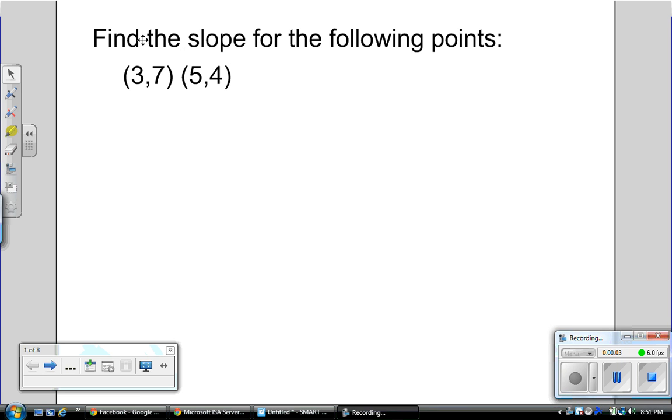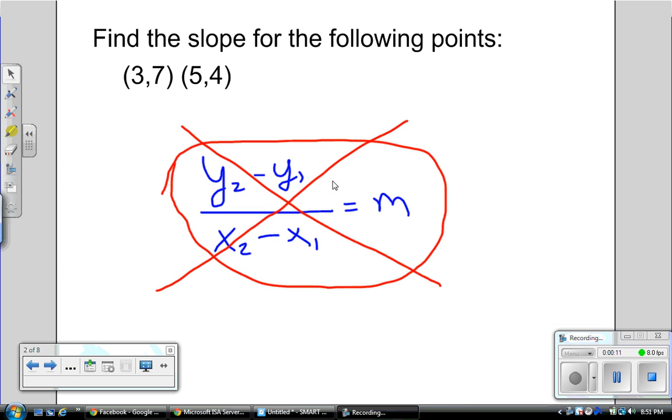Okay, so this is a great way to find slope. You have a question that says find the slope for the following 2 points, and you're given these 2 points right here. So the conventional method to use is usually this y2 minus y1 over x2 minus x1.